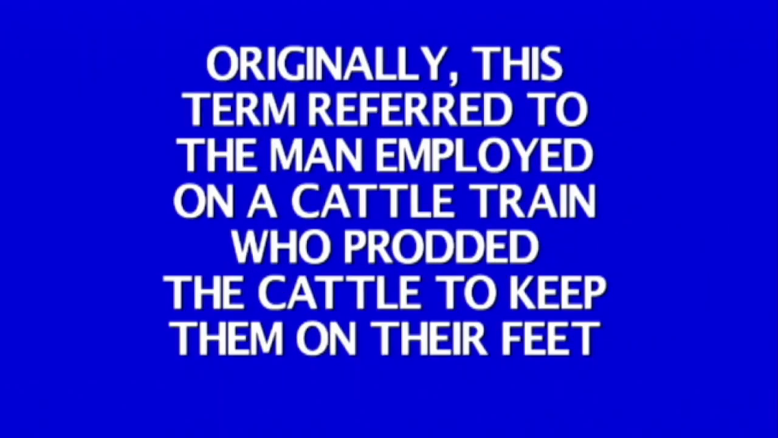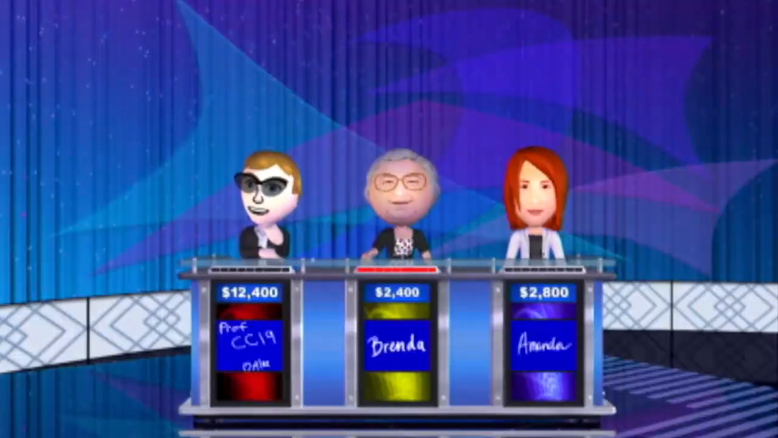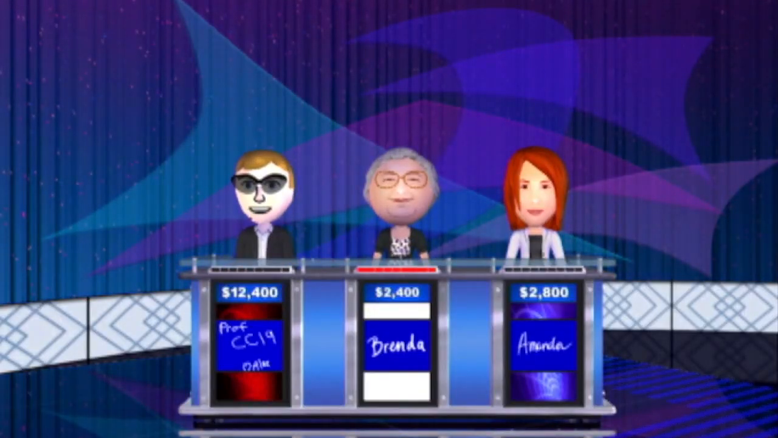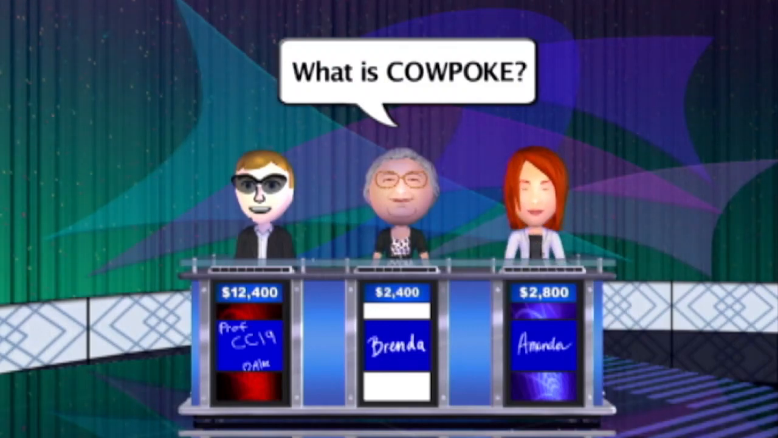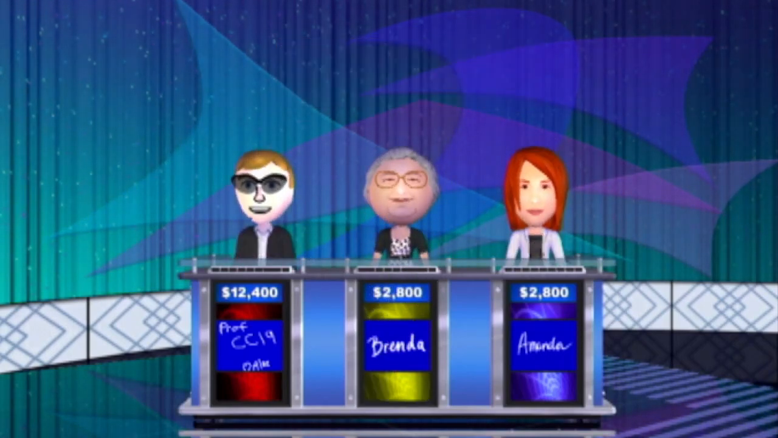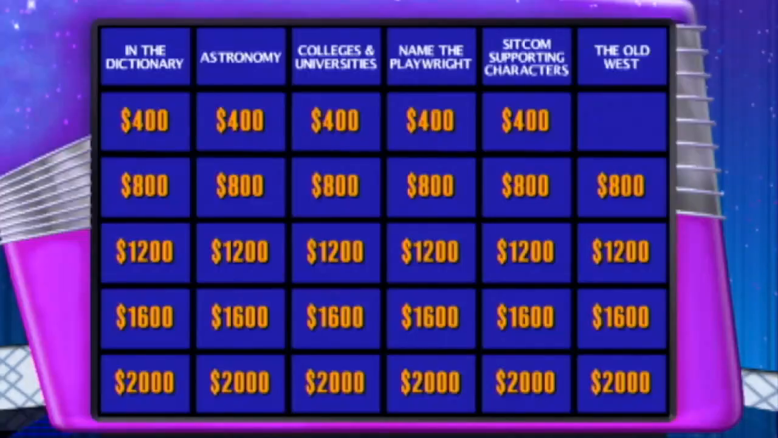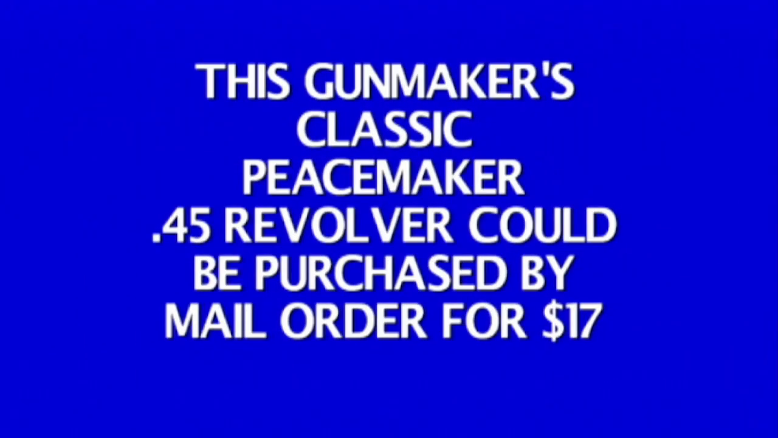Originally, this term referred to the man employed on a cattle train who prodded the cattle to keep them on their feet. Okay, player 2. That's correct. Player 2, you pick again, please. This gunmaker's classic Peacemaker .45 revolver could be purchased by mail order for $17.